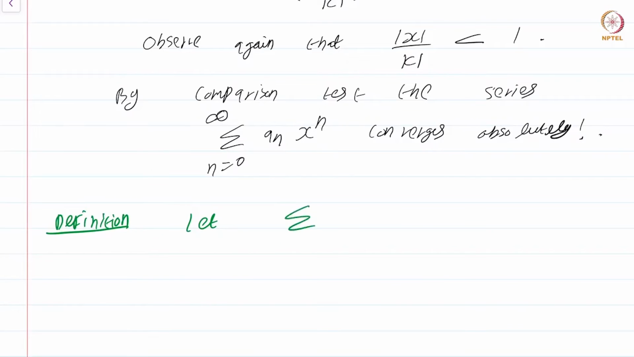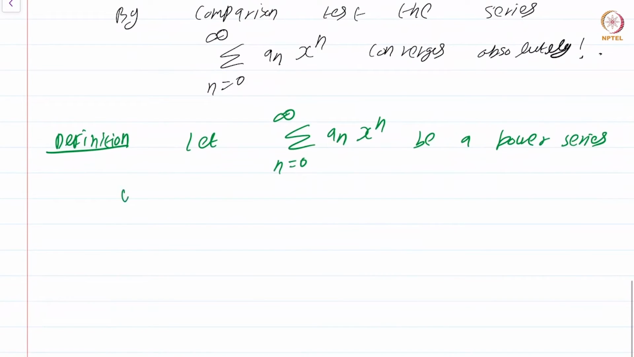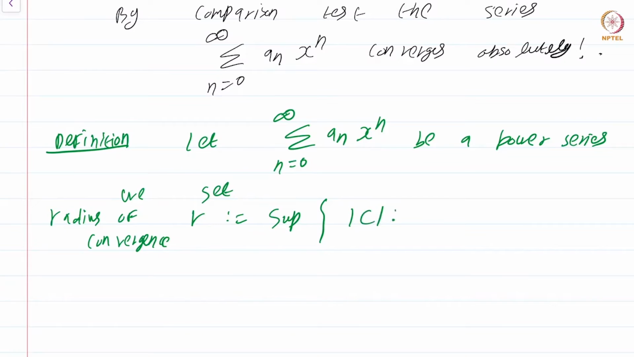Let summation n equals 0 to infinity an x power n be a power series. We set R, which is called the radius of convergence, to be by definition equal to the supremum of mod C such that summation n equals 0 to infinity an C power n converges.